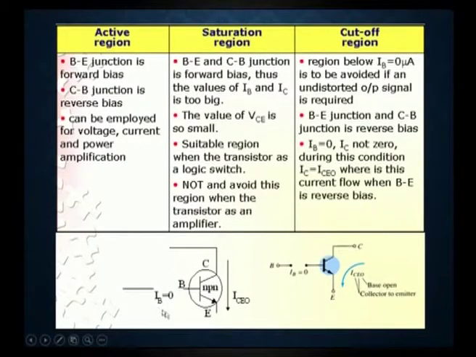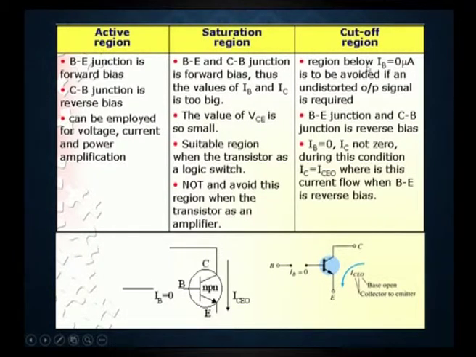And this is the configuration when the cutoff region is there. We know that when IB is equal to 0 the current is flowing in this direction, and ICEO is the collector current with the base open, that is, the collector to emitter current with the base open, flowing when IB is equal to 0. This can also be shown in this fashion, where the base open collector to emitter current is what ICEO represents, and the direction of current flow is from collector to emitter.